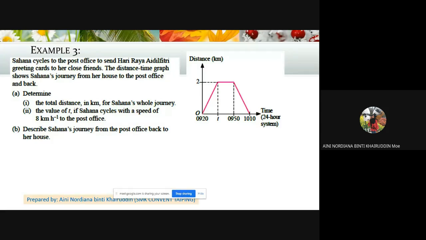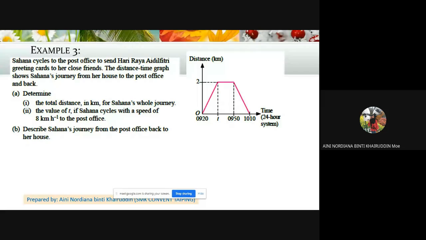So dia start bergerak dari rumah dia 9:20. Lepas tu dia berjalan selama 2 km, bukan berjalan, cycles 2 km baru sampai post office. Lepas tu yang macam stop ni mungkin dia berurusan lah. Berurusan di post office dan dia balik rumah.